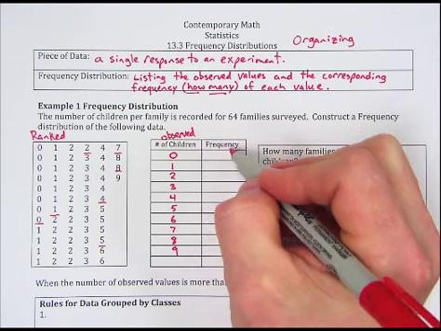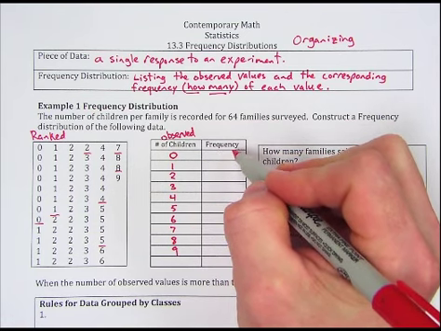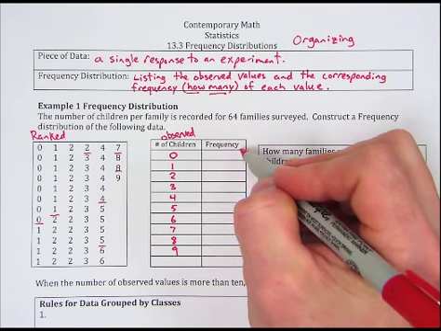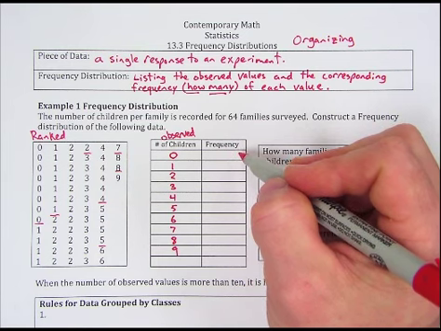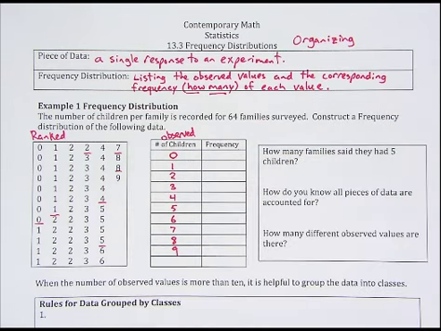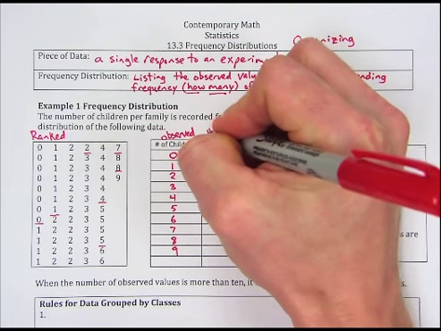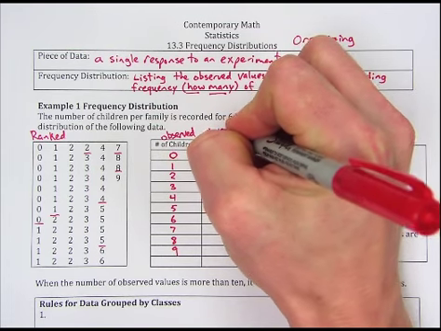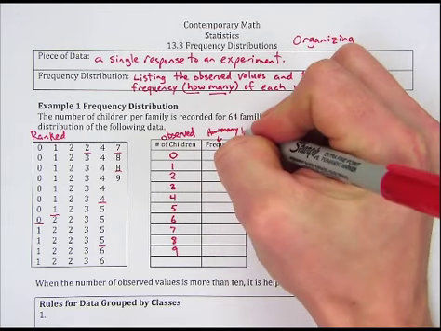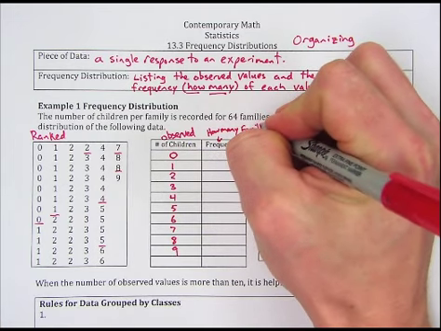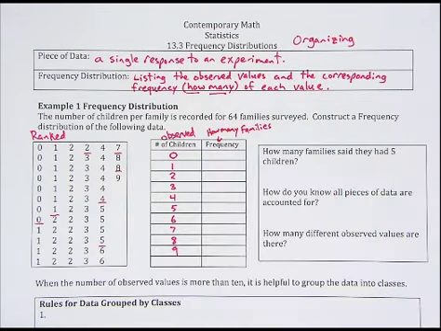Now over here in the right column, we're looking at the frequency, and this is the frequency distribution. We want to see how is the data distributed throughout these observed values. So this right here is answering the question of how many families gave this as their answer. So what we have to do here is simply count.